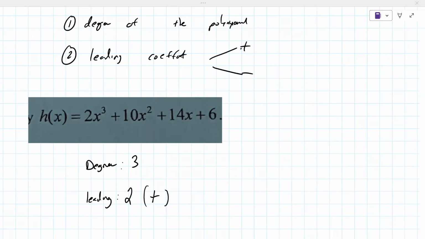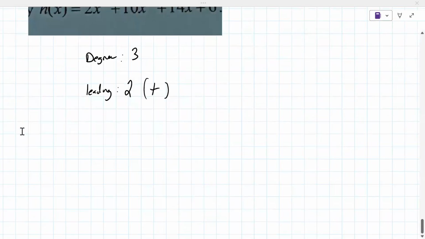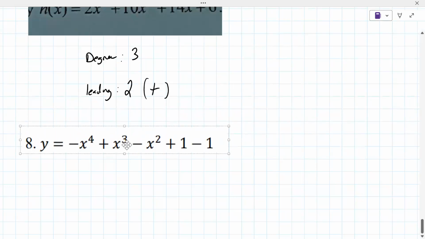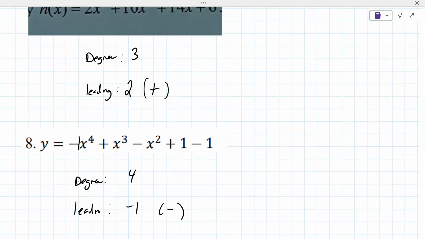Let me grab some more problems here. Right, here we go. All right, so here's another one. What is the degree of this, and what is the leading coefficient? 4, and then negative 1. Negative 1, yeah. Good.